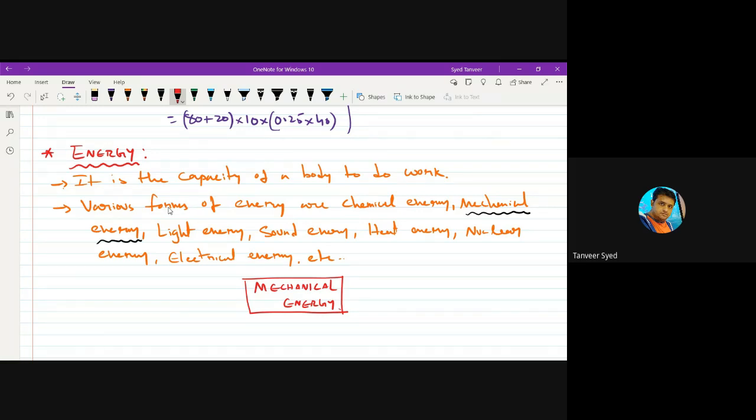So in that sense, energy and work are directly related. If a body has more energy, it can do more work. If a body has less energy, it can do less work. If a body does not have any energy, it cannot do any work. That's why energy and work are directly related. Capacity to do work is energy.